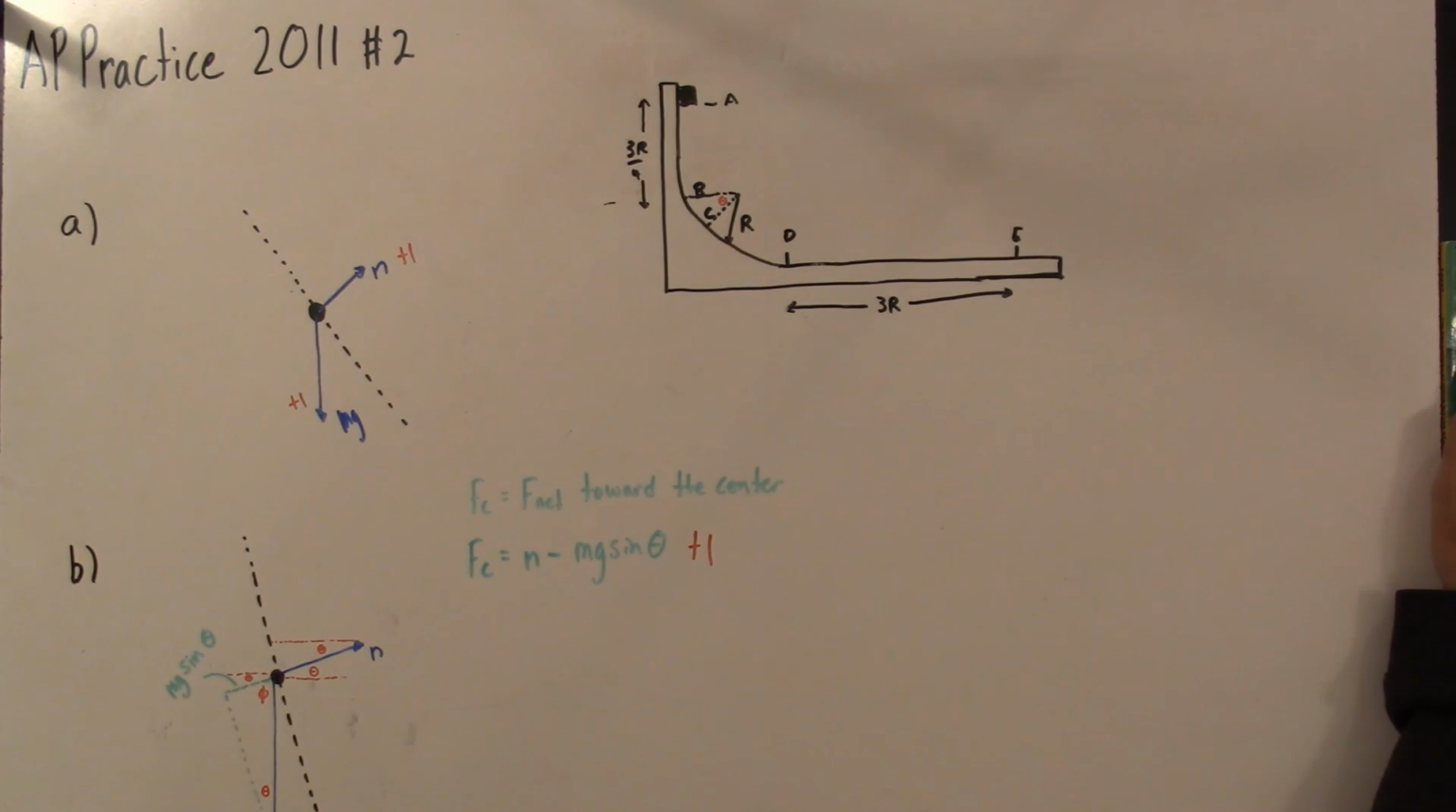Let's look at C real fast. C says, derive an expression for the speed of the passenger car as it reaches point D. No problem.